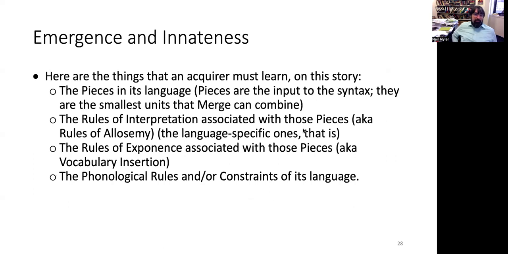And here are the things that an acquirer must learn, in my current viewpoint. So the particular pieces in its language. The pieces are the inputs of the syntax, remember, the smallest unit that Merge can combine. The rules of interpretation associated with those pieces, well, the language-specific ones, that is. Remember, as I said on the previous slide, some of those have to be innate. The rules of exponence associated with those pieces, so the vocabulary insertion rules, everybody agrees that those are language-specific and have to be learned. And then the phonological rules and/or constraints of its language. I lean towards phonology being rule-based, as you know, and that's still true.